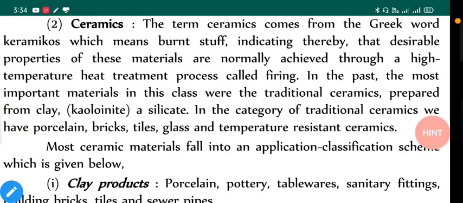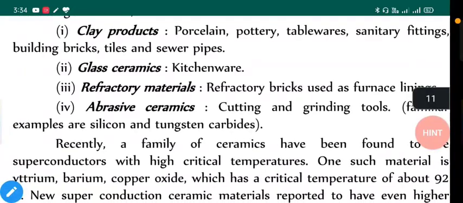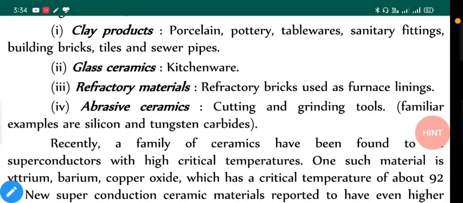Most ceramic materials fall into the application classification scheme given below. First, clay products: porcelain, pottery, tableware, sanitary fittings and building bricks, tiles and sewer pipes. Second, glass ceramics used in kitchenware. Refractory materials: refractory bricks are used as furnace lining because they are highly heat resistant. Abrasive ceramics: cutting and grinding tools. Familiar examples are silicon and tungsten carbides.